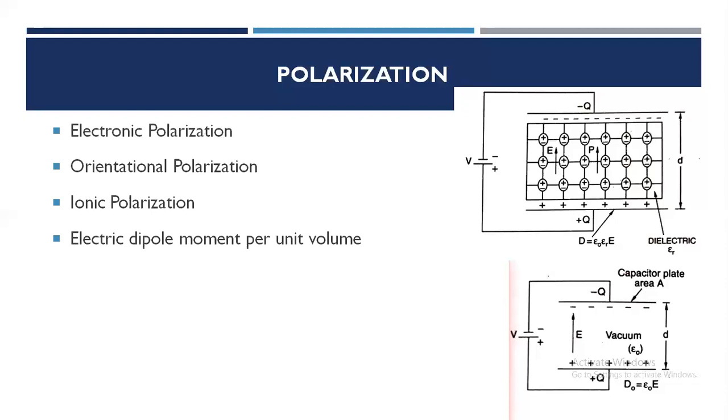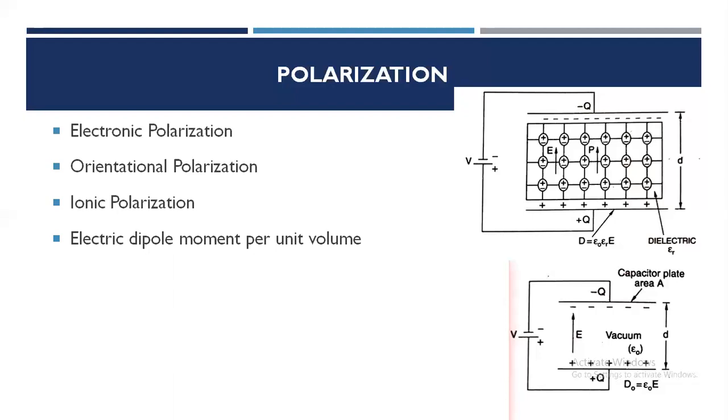On a macroscopic scale, in field theory, we define the vector capital P, which is called the polarization, as the electric dipole moment per unit volume. The dipole moment we indicate with small p, and polarization, the electric dipole moment per unit volume, is indicated with capital P. It is nothing but a vector.